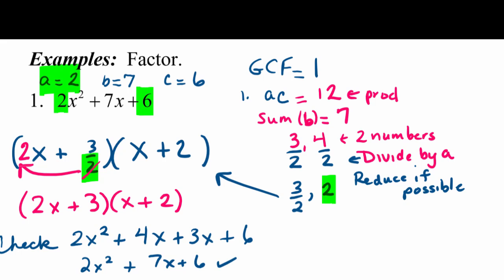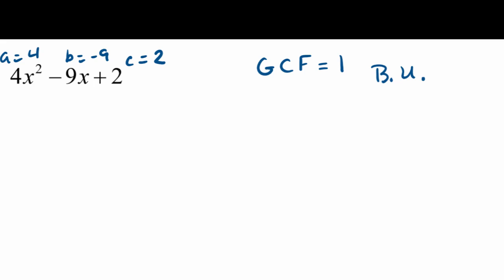We're going to do a couple more with bottoms up, and then I'm going to show you a method called the AC method. All right, so here's our trinomial, and we're going to factor it completely. We look for a GCF. The GCF is 1. We're going to try bottoms up again. Okay, so A is 4, B is -9, and C is 2, right?